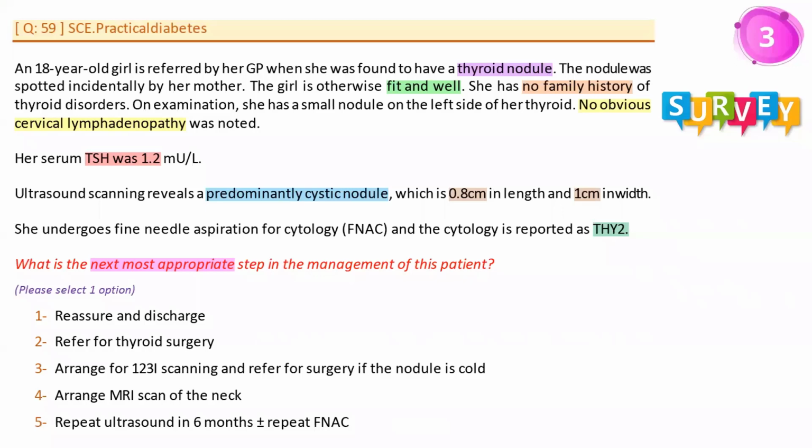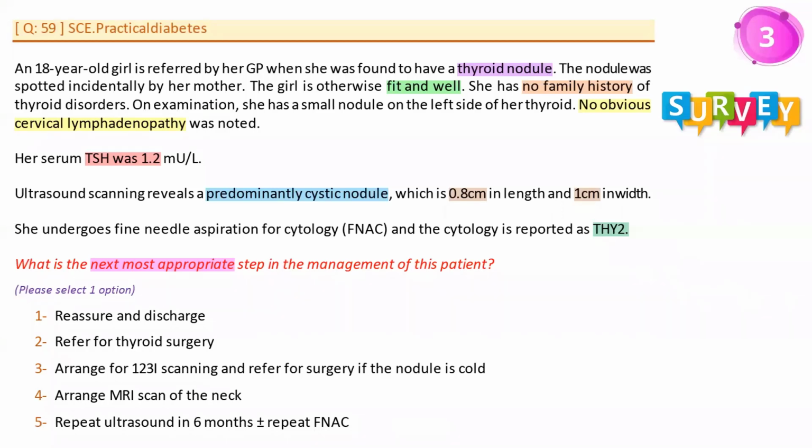Repeat ultrasound in 6 months and repeat aspiration? Repeat, or reassurance and discharge? According to reassurance, repeat ultrasound, characteristics and the clinical. Repeat, because the age is 18 years old.